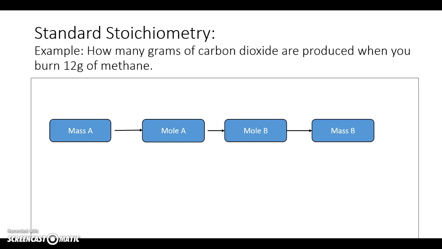many grams of carbon dioxide are produced when you burn 12 grams of methane. And in order to solve that, we used dimensional analysis where we took the mass of A and converted that into moles of A, then looked at the ratio using the chemical equation between mole A and mole B to then solve for the mass B.